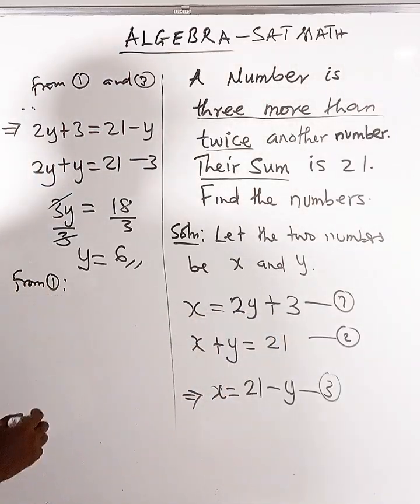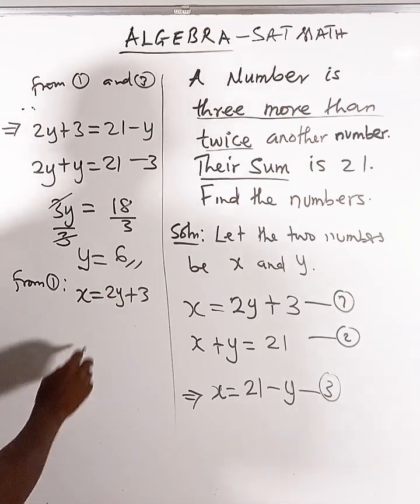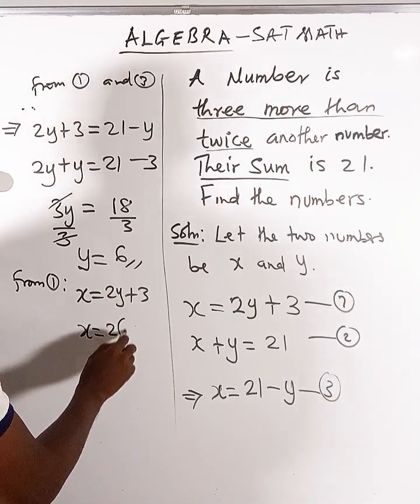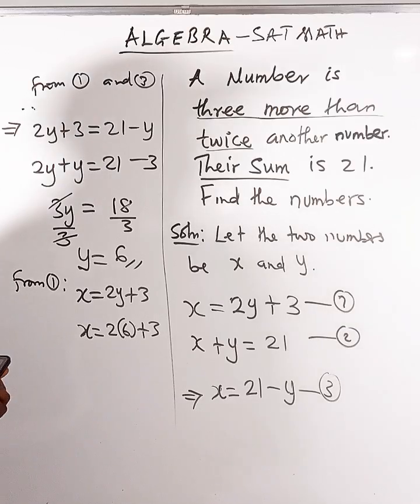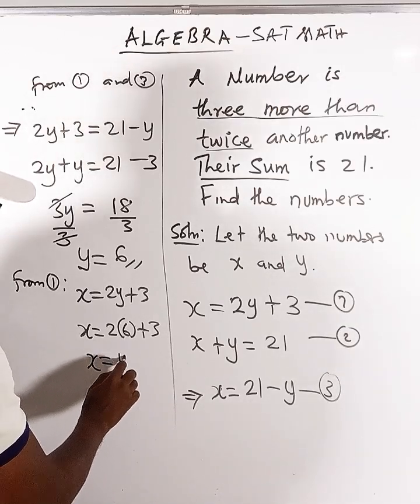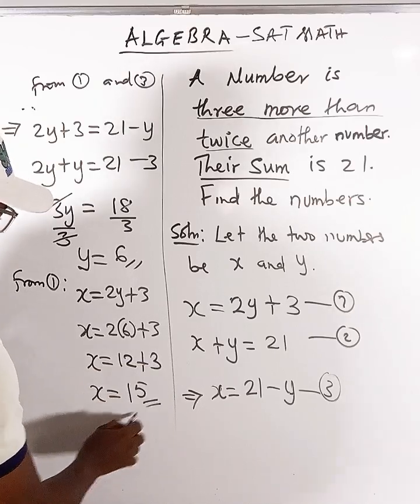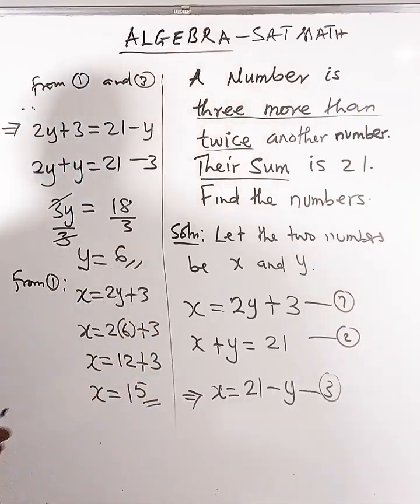So now if Y is 6, let's come to equation 1. From 1, you know that we have X equals 2Y plus 3. So we have X to be 2 times 6, then plus 3. Are you getting it? So from there we have X to be 2 times 6, that is 12, plus 3. So we have X to be 15. So X equals 15 and Y equals 6.